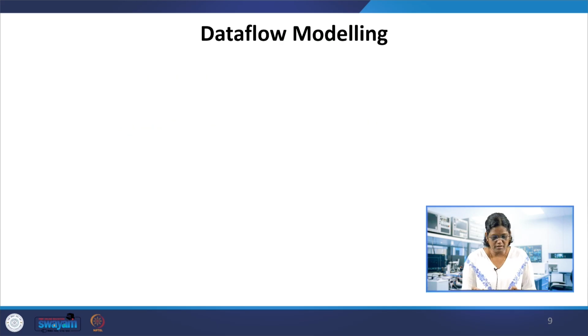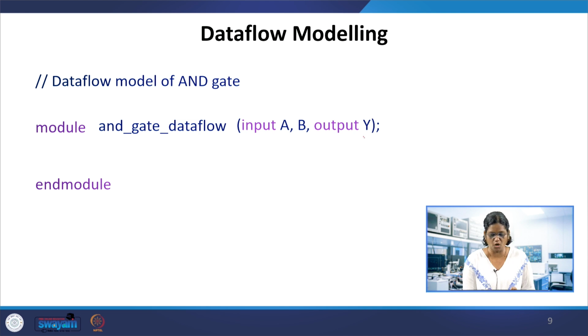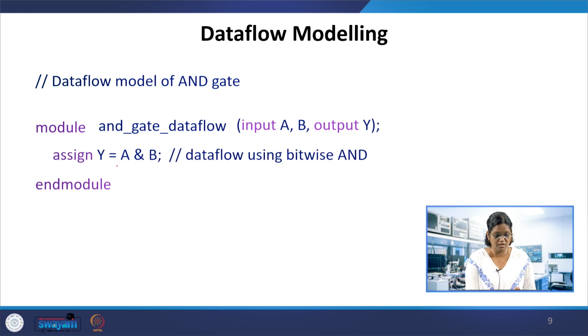And then the data flow model, again of the AND gate. Here we have the module name and gate module, inputs A and B and output Y, and the assign statement: A and B is assigned to Y. This is a continuous statement. Whatever the changes in A are immediately reflected in Y at the current simulation time. So Y keeps on getting the values of A and B. So it's a continuous assignment in the data flow model.